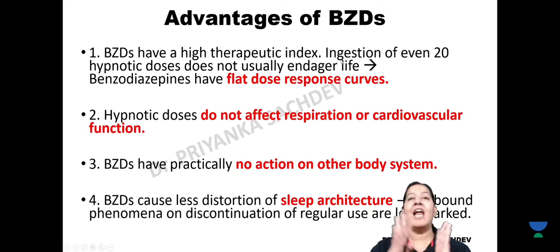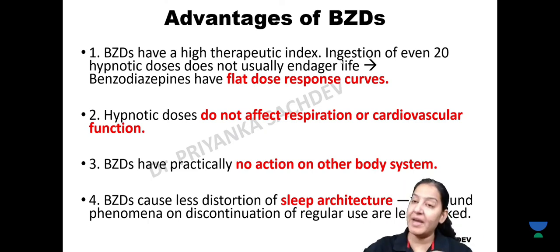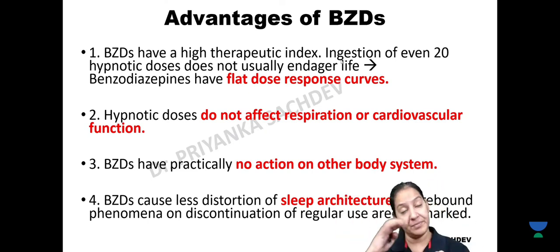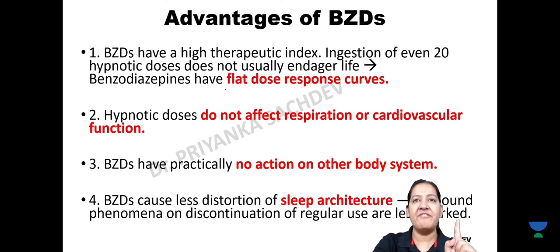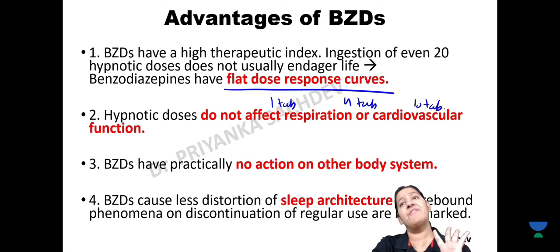Now, tell me the advantages of benzodiazepine. What are the advantages of benzodiazepine which make it superior to barbiturates? It has a flat dose response curve. So instead of one tablet, if the patient takes 4 tablets or 10 tablets, the patient will not die. Okay, the patient will die if he takes 100 tablets. So relatively flat curve. In case of barbiturates, instead of one, if the patient takes 4, the patient will die.